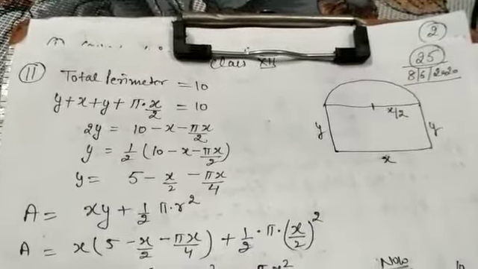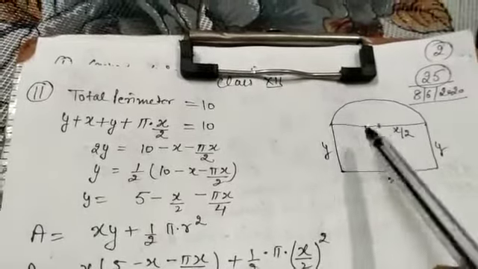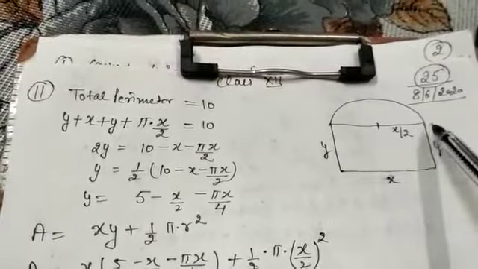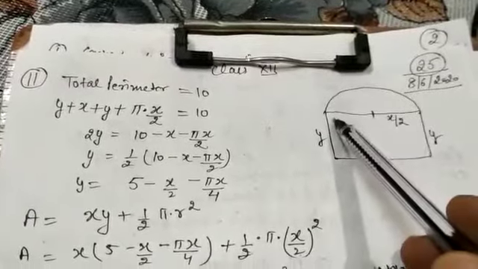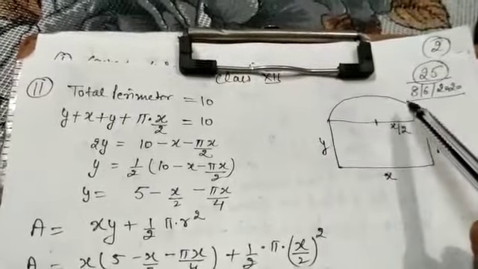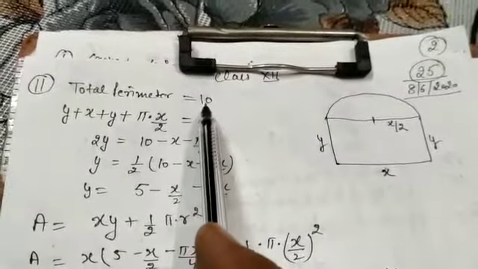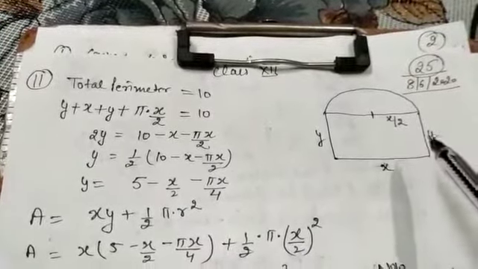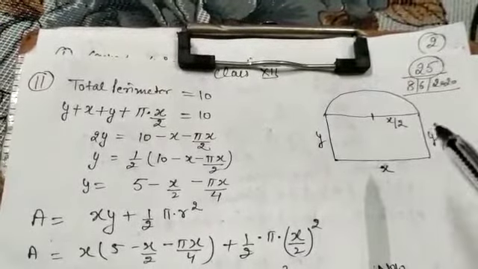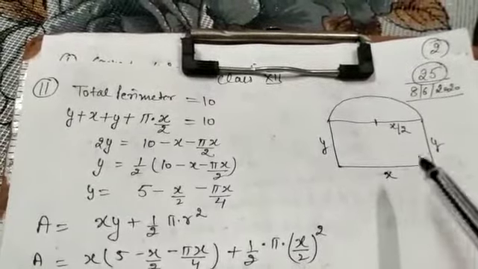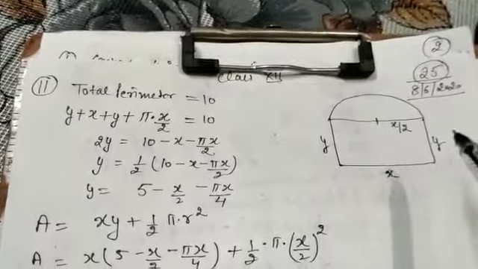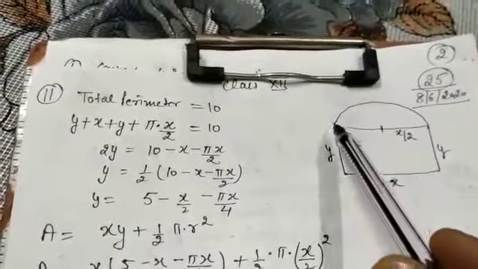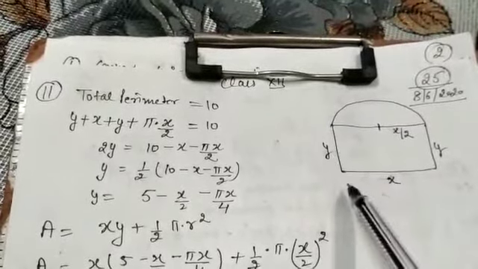Now there is one question. A window is in the shape of a rectangle surmounted by a semicircle. The perimeter of the window is equal to 10 centimeters. Find the dimensions of the window so that it admits maximum light. Now the perimeter of the window, you know, is the sum of all the sides.